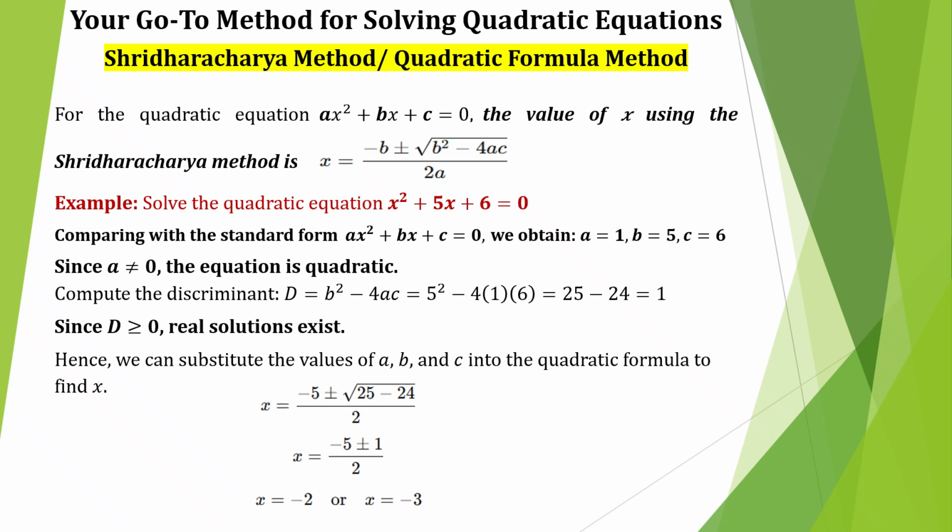So first of all, we have to check for a. A should be a non-zero number, and we see that a is 1, so a is non-zero. So this equation is quadratic. Then we compute the discriminant to check whether it is non-negative or not, and it is a positive number. So since D is greater than or equal to 0, a real solution exists. Then it is simple enough to put the values of a, b, and c in the right hand side, and then we can find the value of x as minus 5 plus minus 1 by 2, that is minus 2 or minus 3. So these are the two possible values: x is equal to minus 2 or minus 3.